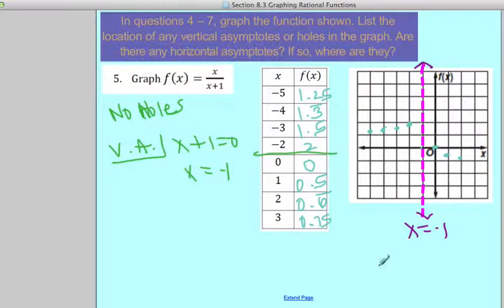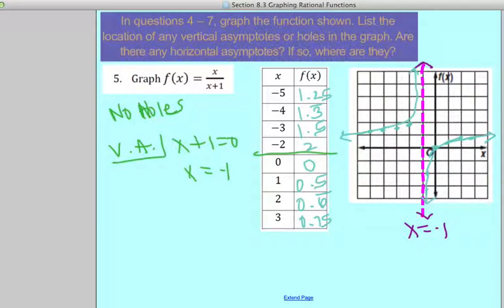Oh, I'm graphing these as negative, aren't I? These are positive values, so I need to fix that. At 1, it's 0.5. At 2, it's 0.6. At 3, it's 0.75. Okay, so my graph, if I connect them, remember it gets really close to that asymptote. We do not actually draw over it. Okay, so make sure you don't cross your vertical asymptote when you draw it. And here, there would be my graph of example 5.